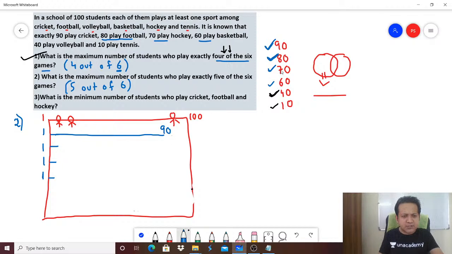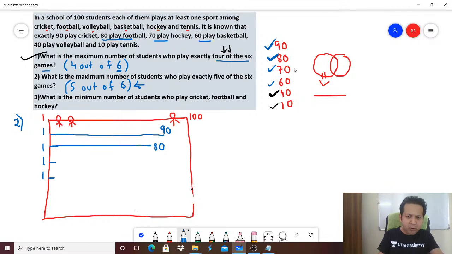Second game, how many students? 80 students. So you need to draw the lines in such a way that they are overlapping, meaning that they are drawn from the same point. So same side, I would say. So again, you see 1 to 80. Do not lose focus on the big picture. The big picture is you need to draw 5 lines in such a way that they are overlapping.